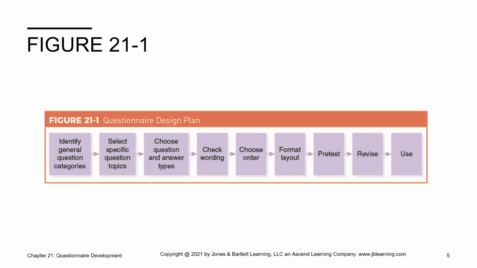present them. Then you format the layout, so any type of skip pattern that you may have. So for example, if you have multiple questions that are geared towards females, but you asked someone if they were a male or female up front, then they would skip those questions specifically for females.